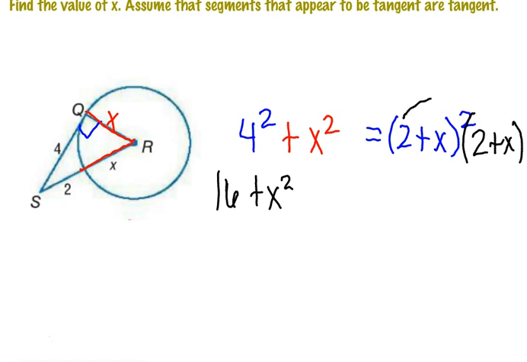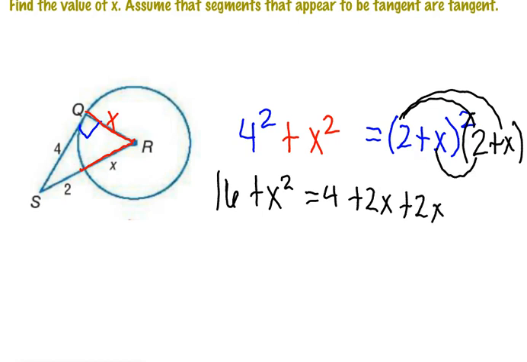So what is 2 times 2? 4. What is 2 times x? 2x. Now you move through your x. What's x times 2? 2x. And then x times x is x squared. It looks ugly, but it really simplifies nice.